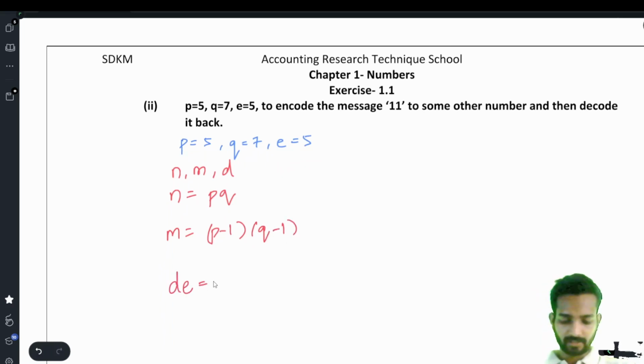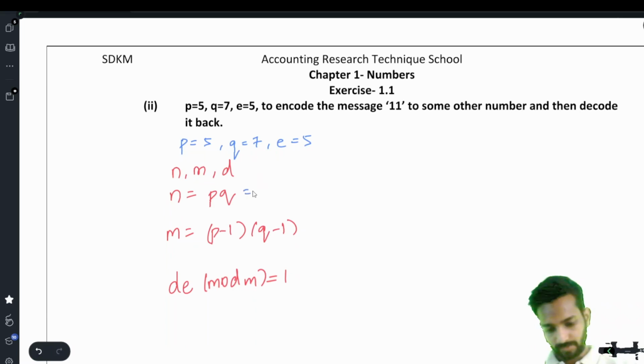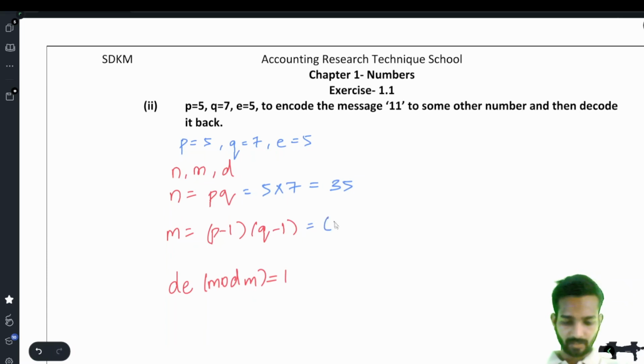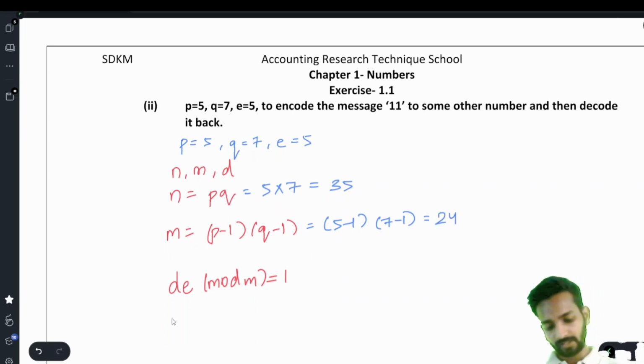and then we know that de mod m is equal to 1. Solving these parts, pq is 5 into 7, that will give me 35. m will give me 5 minus 1 and 7 minus 1, so 4 6 are 24. de, so d as it is, e is given as 5, mod of m is 24 is equal to 1.